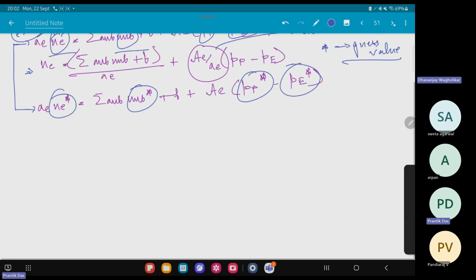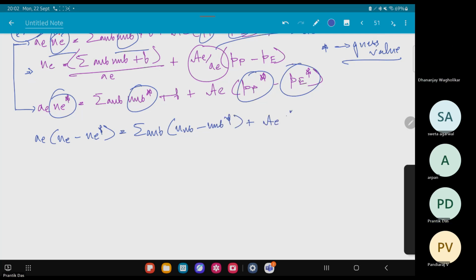So your solution then becomes A EV minus EV star equals sigma of A in B, UNB minus UNB star, plus A E, PP minus PP star, minus PE minus PE star. Is it clear to all of you?